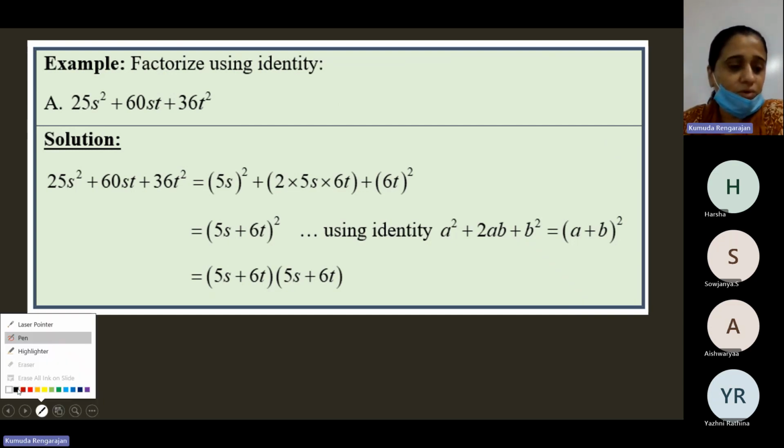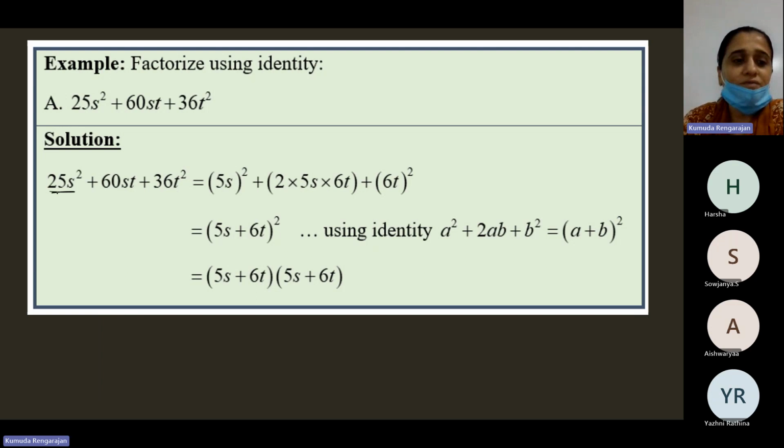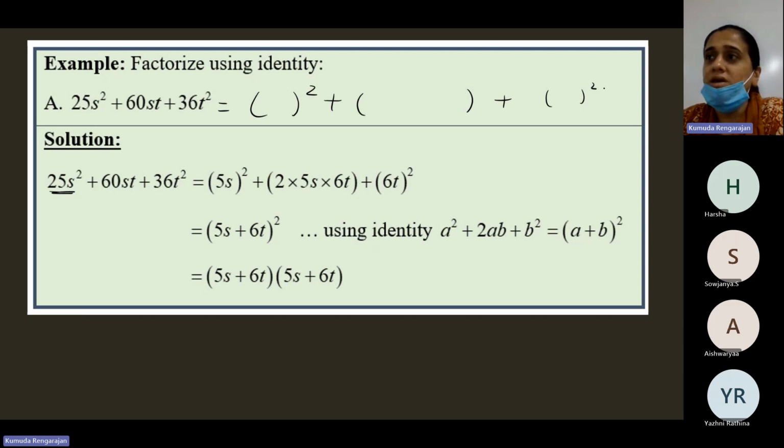Just maybe do the first one quickly. So 25s square should be written as, see here, use empty brackets, children. This is like a square plus 2 into a into b plus b square. Use empty brackets. A square plus 2ab plus b square. All right. Now 25s square. So it will be 5s in the bracket, right? Because 5s square is 25s square. And then what in the last bracket?